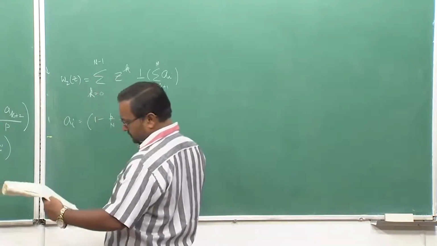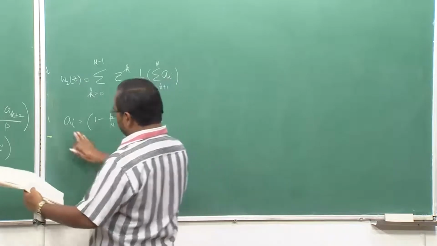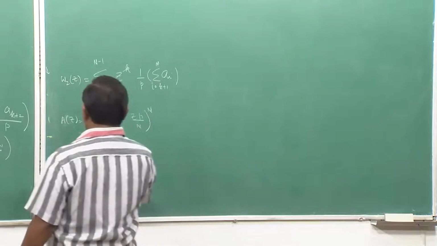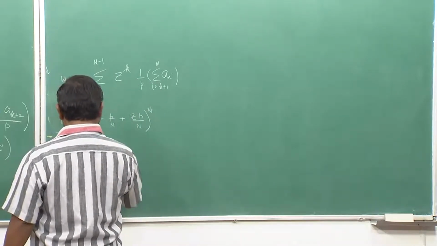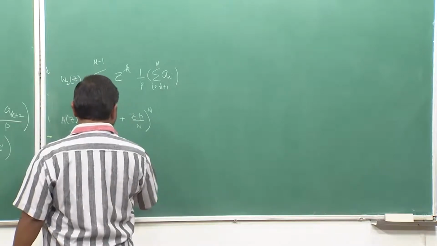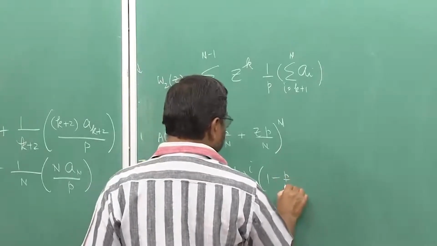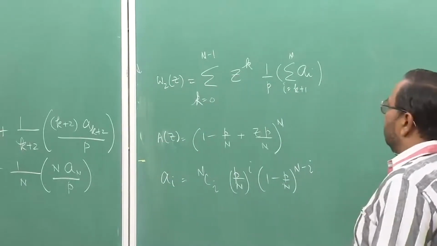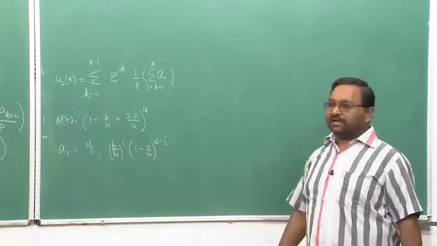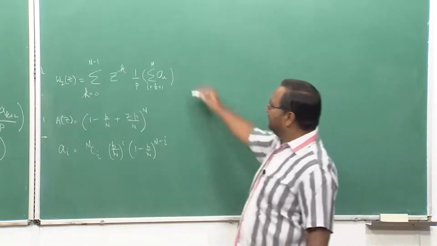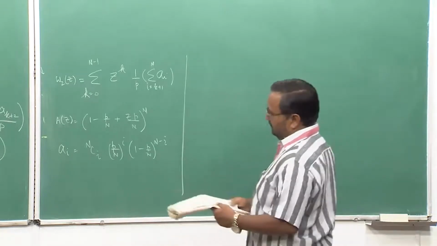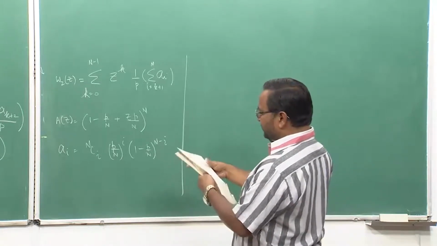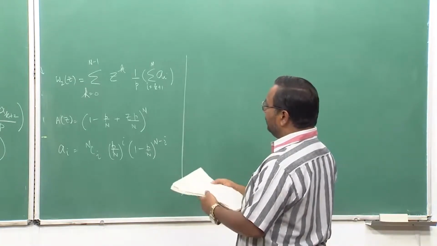So, this is Az, which is already given to me. Ai was nCi (p by n) raised to the power i (1 minus p by n). So, now we have these 3, and based on this I have to find out what Wz is going to be. So, let us see how to do it. This actually forms a large series, but we can still solve it without any issue.